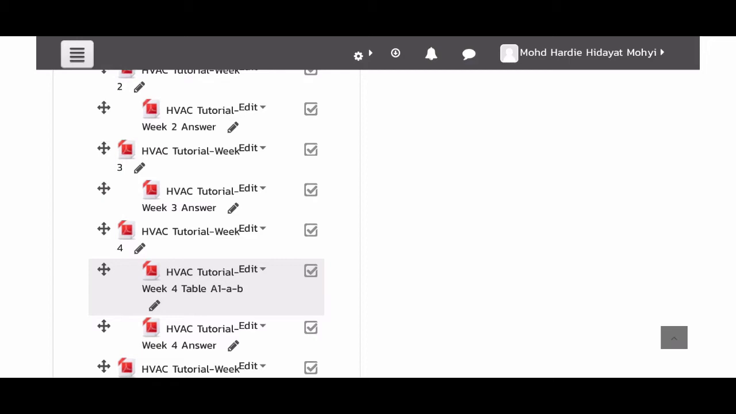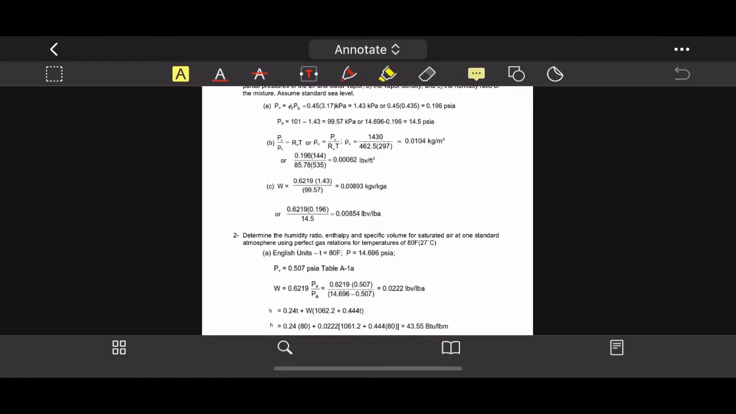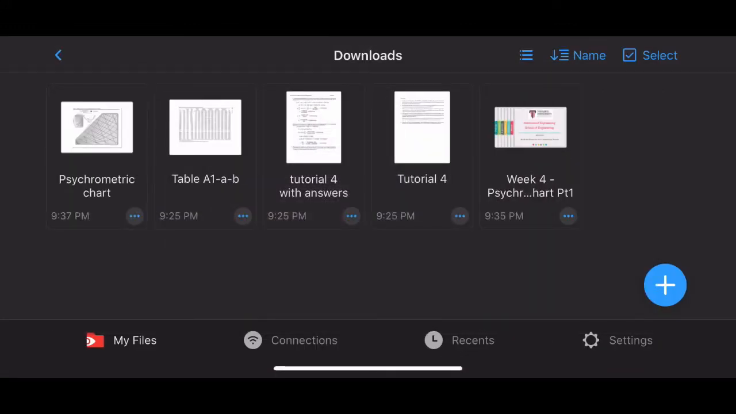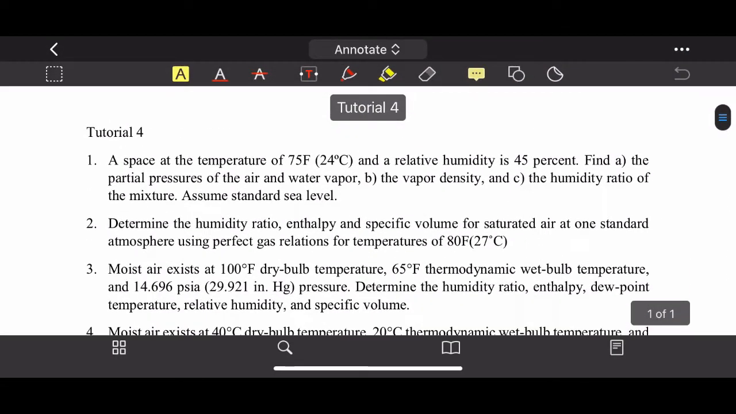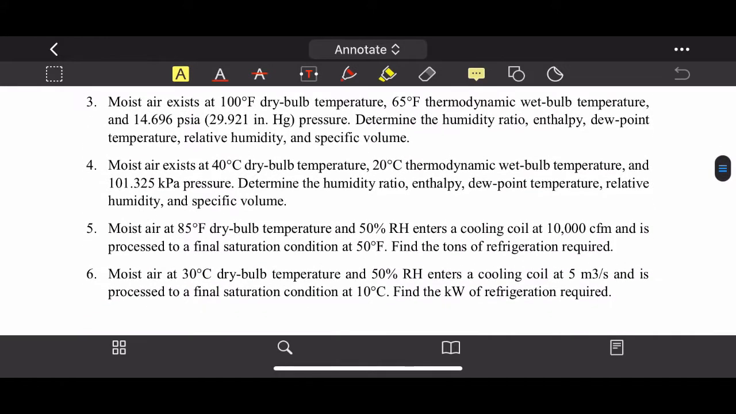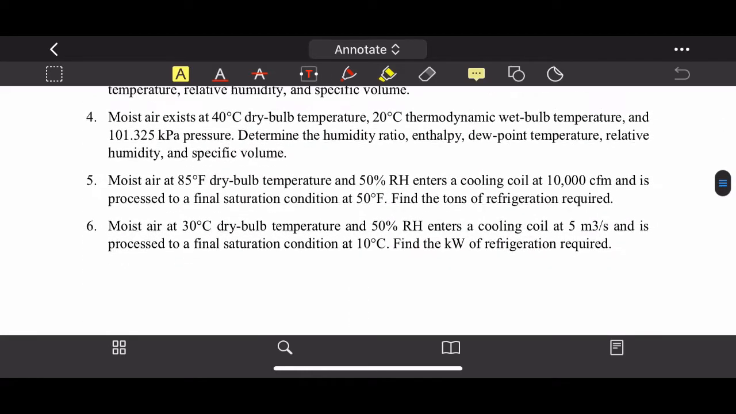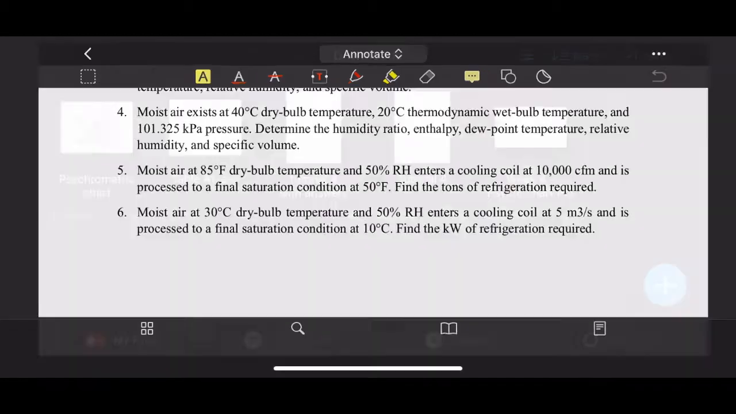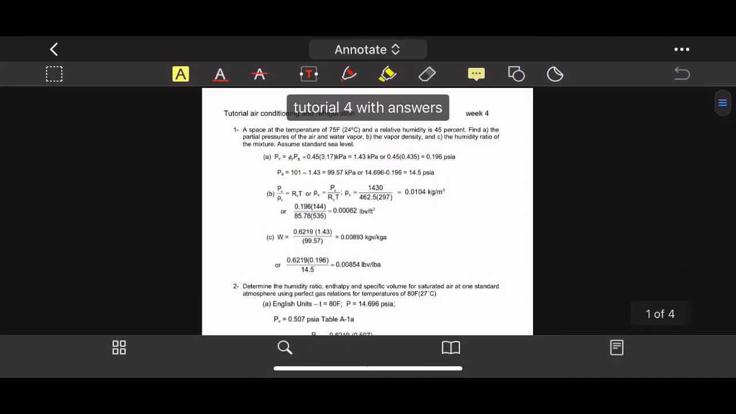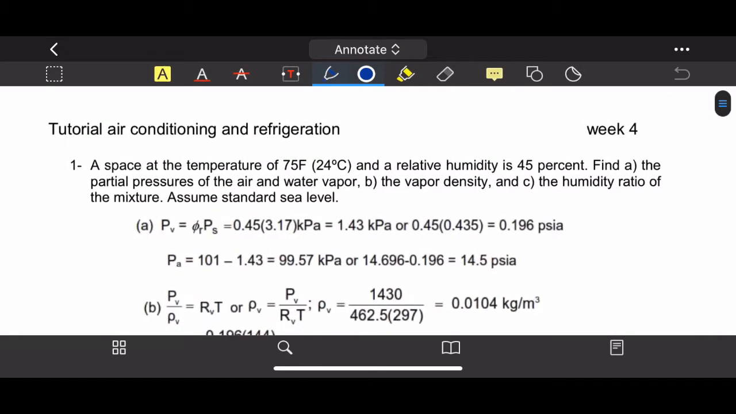Okay, so let's go to my PDF. I have all the files here which I'm going to use today. These are the questions. We have 6 questions. Some of them are calculation based and some of them are psychrometric chart based methods. Okay, so let's go to this one. I am going to use, let's say, a blue pen here. Let's go for our first question.